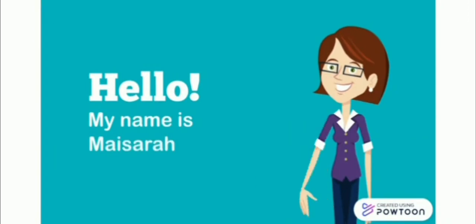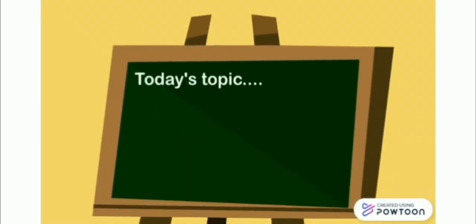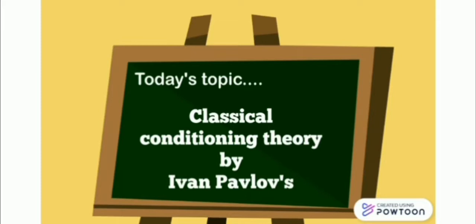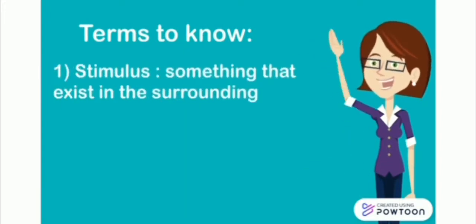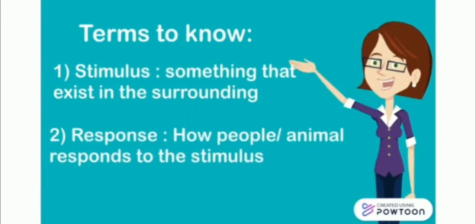Hello everyone, I'm Maisara. In today's topic, we are going to learn Classical Conditioning Theory by Ivan Pavlov. These are the terms that you need to know: stimulus and response. Stimulus is something that exists in the surrounding, for example, a laptop. Next is response. Response is how people or animals respond to the stimulus. For example, a student is doing her assignment. This means she is responding towards her stimulus, which is the laptop.